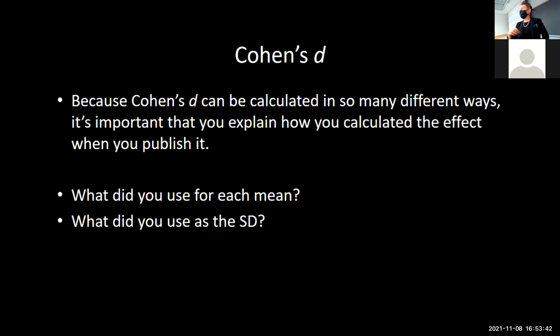So you've seen that I just gave you 3 different ways to calculate Cohen's d, one right after the other. It can be calculated in different ways, and all of them are called Cohen's d. So it's important when you are talking about Cohen's d effect sizes that you explain how you calculated it when you are publishing on it. So if you're reporting a Cohen's d, you need to also report what you use to represent the mean and what you use to represent the standard deviations.